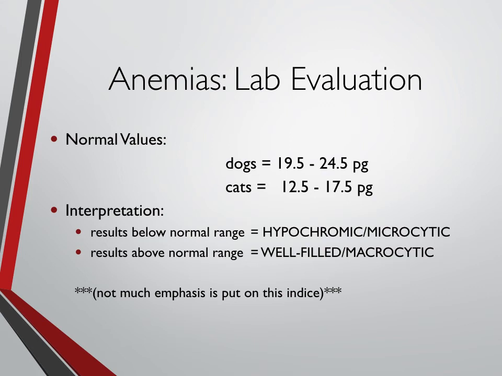We have some normal values, and these are measured in picograms, or PG. And then again, if we have a normal range that you're seeing here, 19.5 to 24.5, or 12.5 to 17.5 in cats, that's going to be normal. Anything below that, we're going to say that that's hypochromic and microcytic. And then we're going to look at our MCV and MCHC to see if that's correct. And most importantly, we're going to look at the slide.